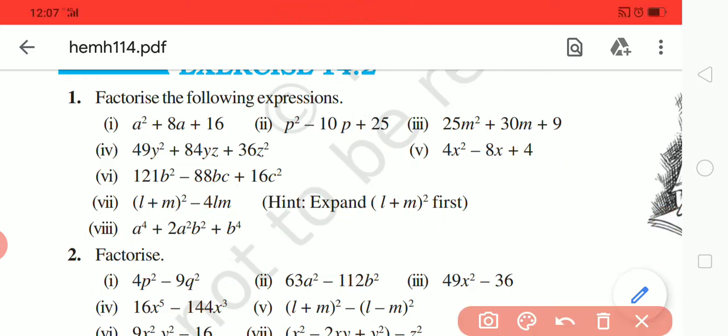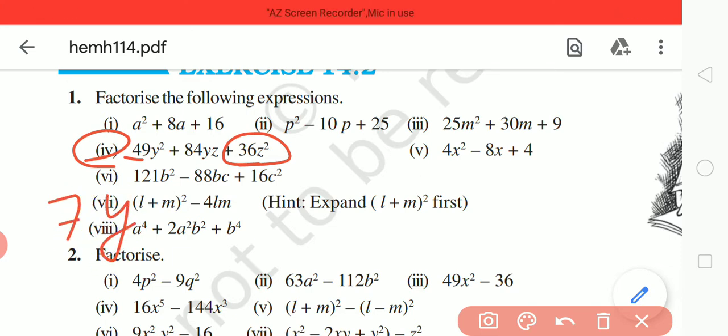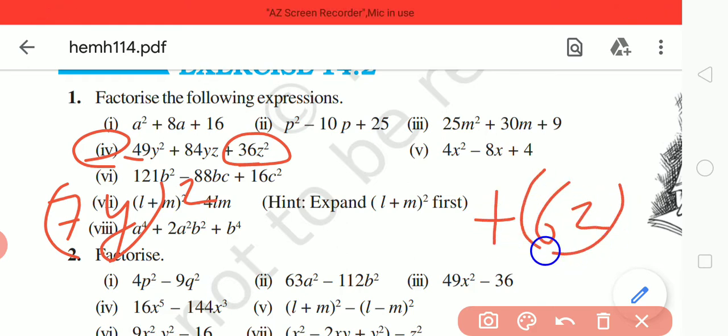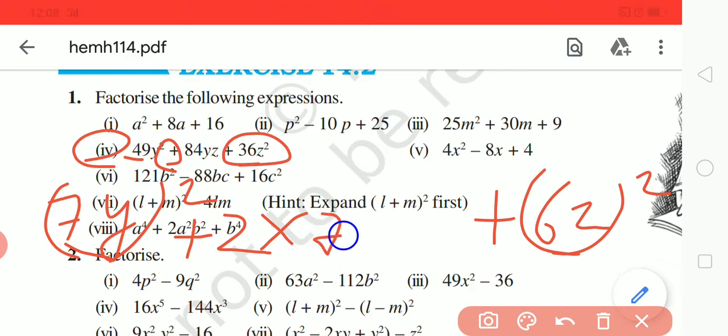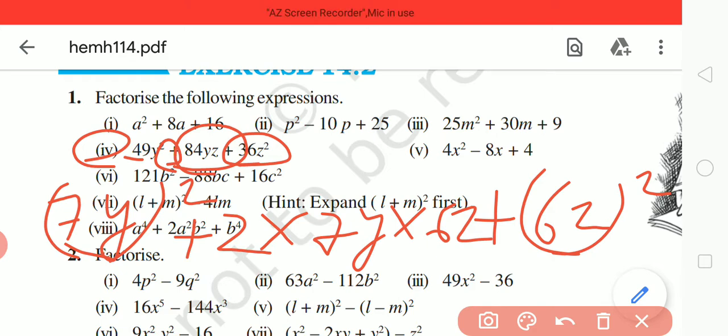Let us start the third one. Here you can see 49y square is a perfect square number. 36z square is also a perfect square number. So you can write 7y whole square and the last term is 6z whole square, and the same sign of the middle term, that is plus, and multiply 2 with the bases. First base is 7y and the second base, that is the last term's base, is 6z. If you multiply, you should get 84yz, that is the middle term. Then only we can say that the identity is right.